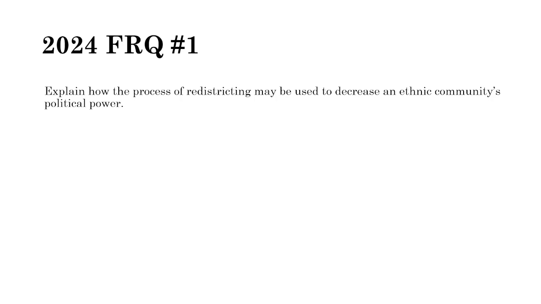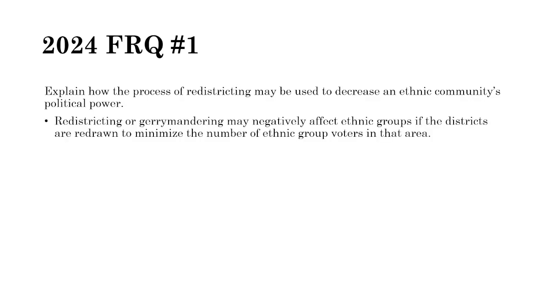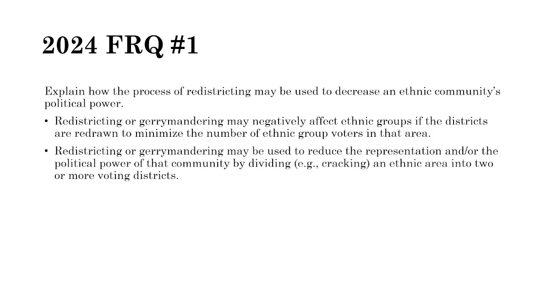Let's look at a past FRQ from 2024. Explain how the process of redistricting may be used to decrease an ethnic community's political power. We're really looking at packing, cracking, and other forms of gerrymandering. They may gerrymander in a way that negatively affects ethnic groups if the districts are drawn to minimize the number of ethnic group voters in an area, so they don't have the majority within a district. Redistricting or gerrymandering can reduce the representation or political power that a community has by cracking an ethnic group into two or more voting districts.